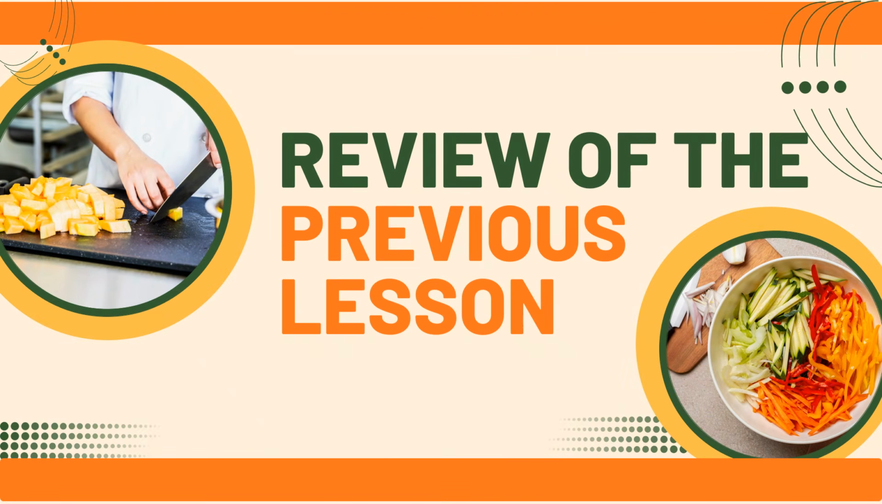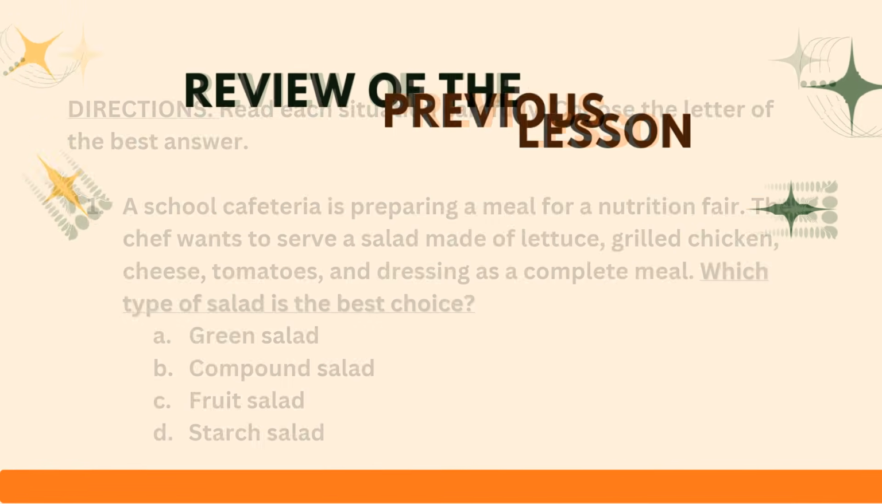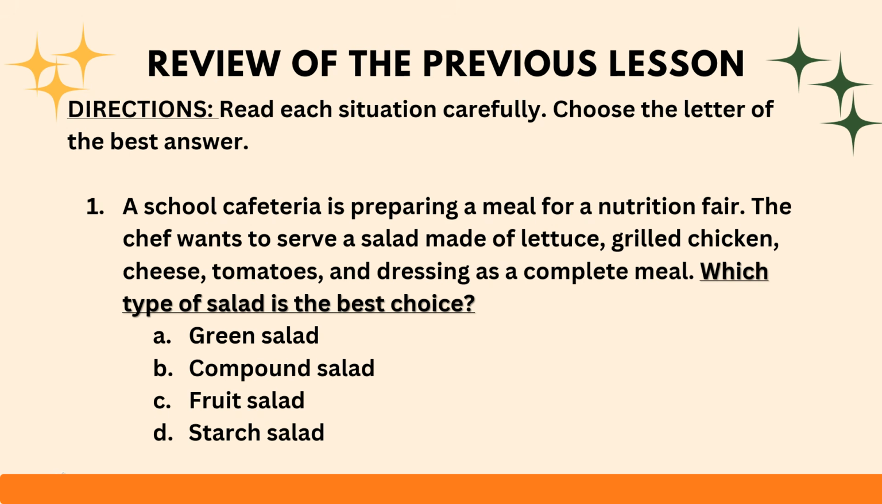Review of the previous lesson. Directions. Read each situation carefully. Choose the letter of the best answer. Number 1. A school cafeteria is preparing a meal for a nutrition fair. The chef wants to serve a salad made of lettuce, grilled chicken, cheese, tomatoes, and dressing as a complete meal. Which type of salad is the best choice?